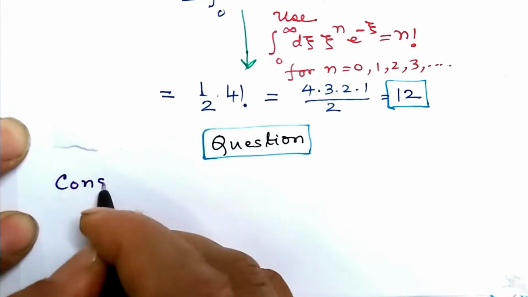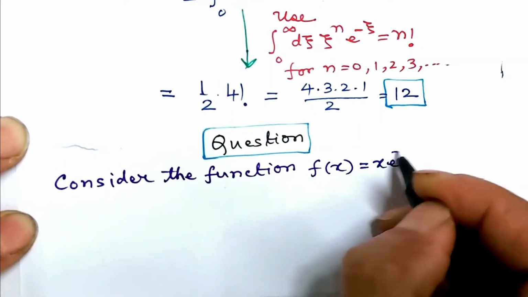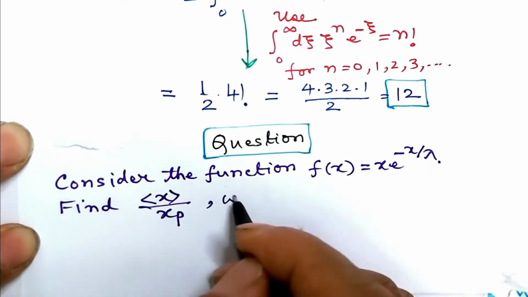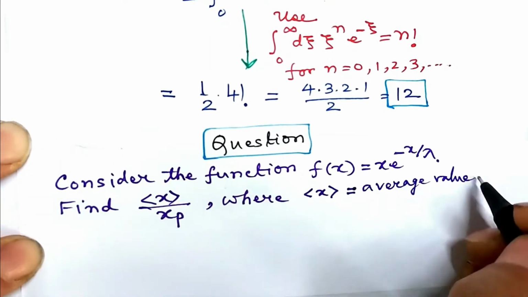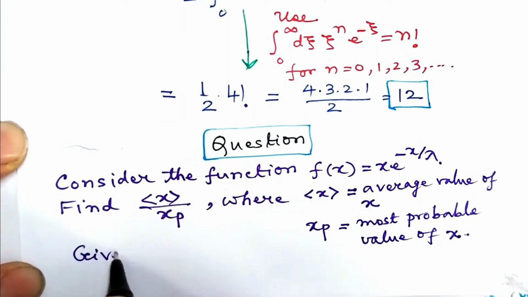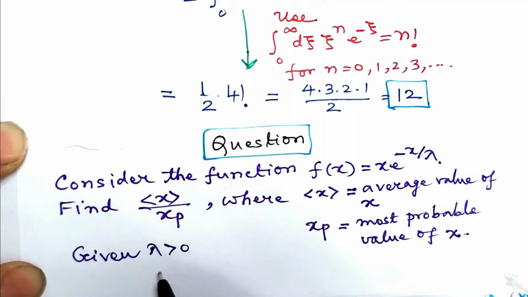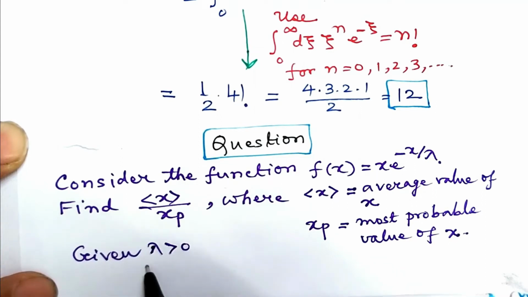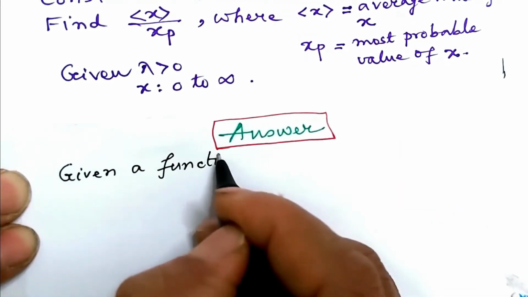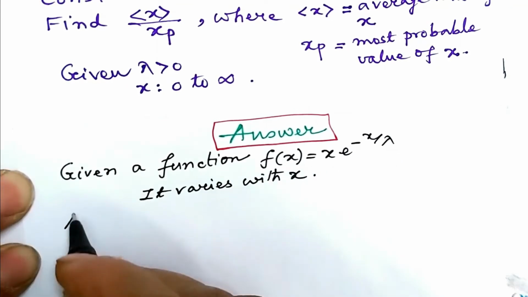Next question. Consider the function f of x equal to x into e to the power minus x by lambda. Find where the symbol denotes average value of x and xp is the most probable value of x. Given lambda is greater than 0, a very important and decisive condition we shall see, and x ranges from 0 to infinity. The answer: given a function f of x equal to, obviously it varies with x.